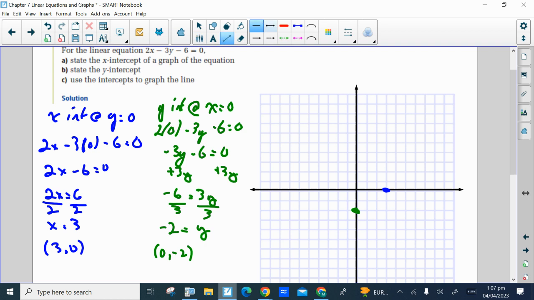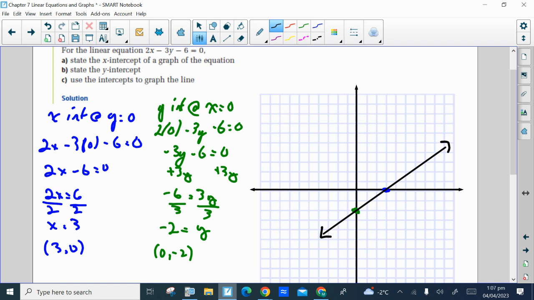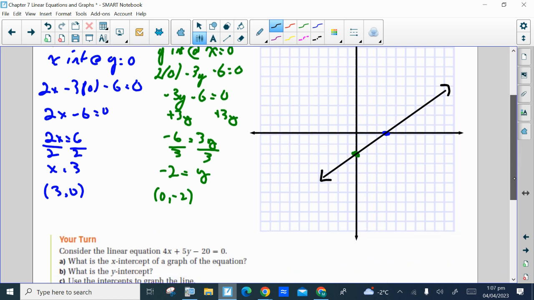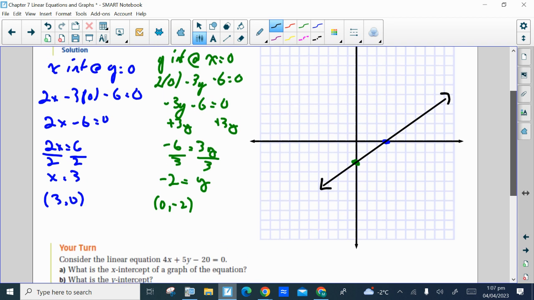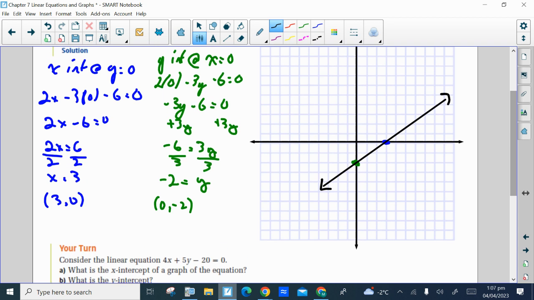So the line will go through those 2 points. Looks something like that. And again, we always have arrows on the ends of our lines because it goes forever in that direction, in that pattern. Do we need to do one more, or you think you guys got this? Think you're okay?